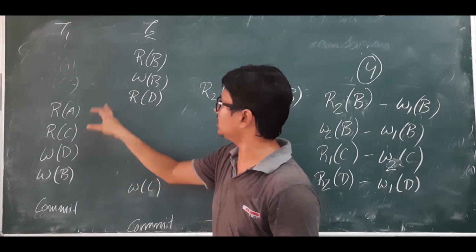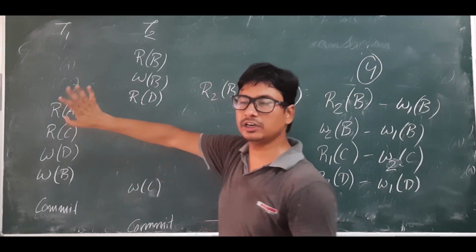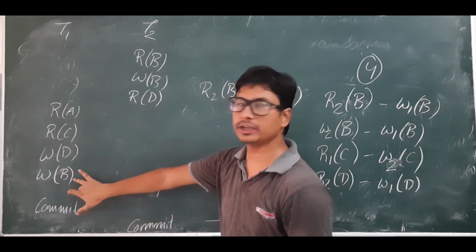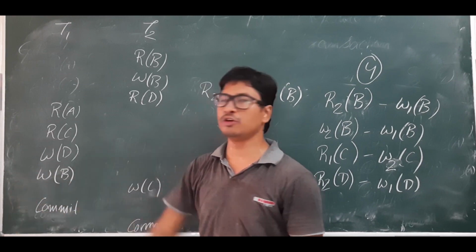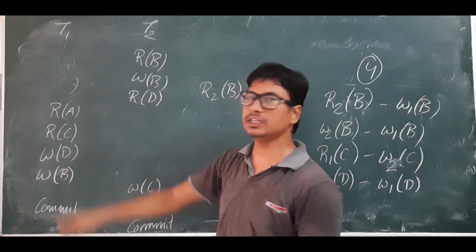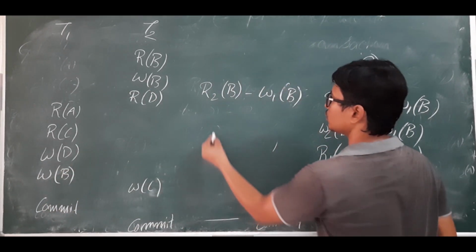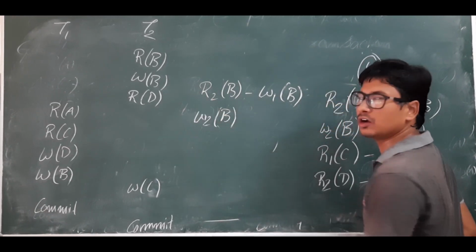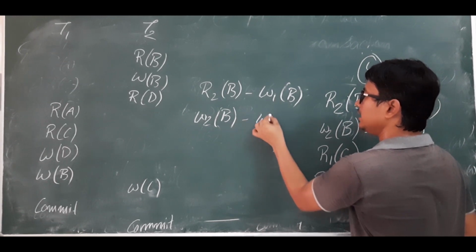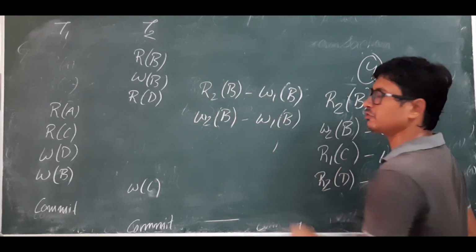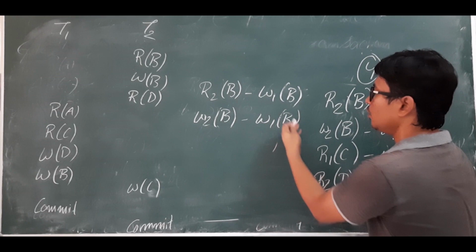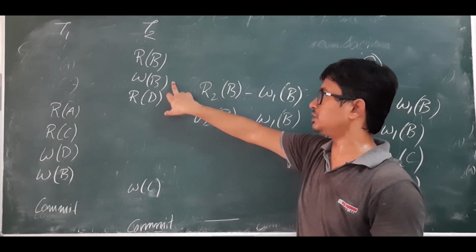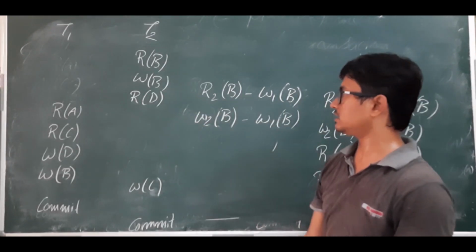So we have to see it is a read A, it is on a different data item, this is on a different data item, this is on the same data item, and it is performing a write operation. So we can say that it is a conflict operation. So what is the notation we have to write? Write 2 of B because it is performing on transaction 2, and write 1 of B because it is performing on transaction 1. So we have finished finding the conflict operations with this operation in transaction 2.